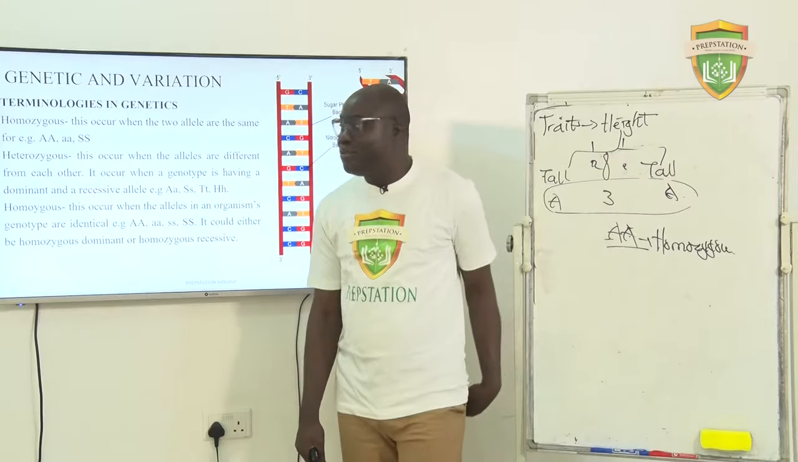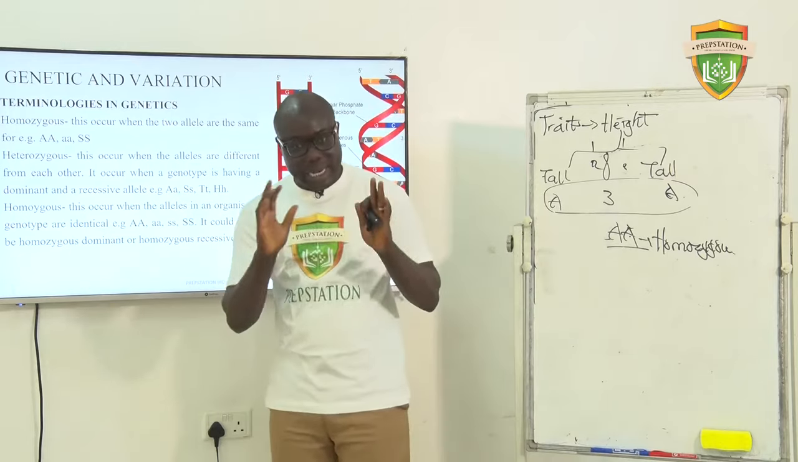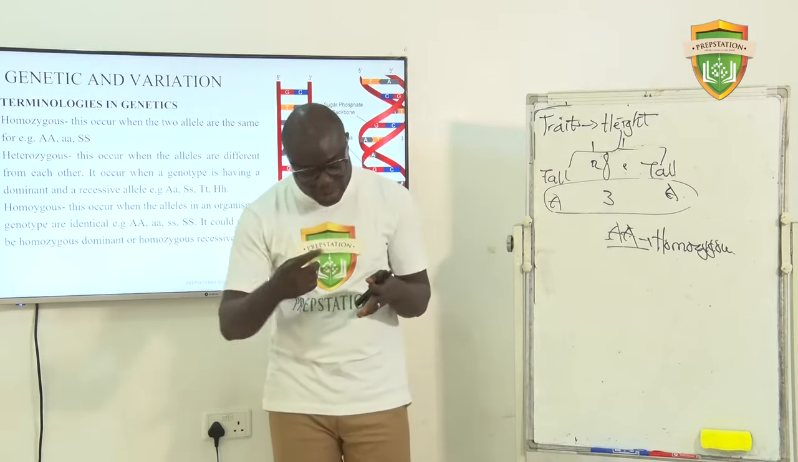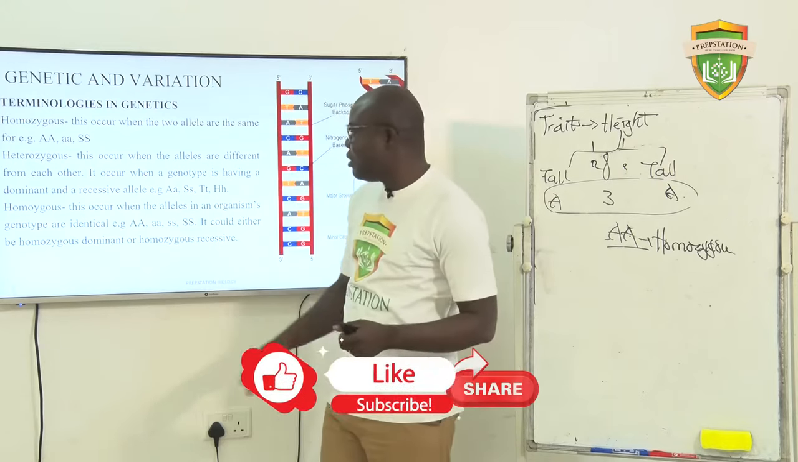Okay, the last part we talked about homozygous. So I believe that is clear to everybody. When you see it in JAMB, just clear it. It shouldn't be the problem again.